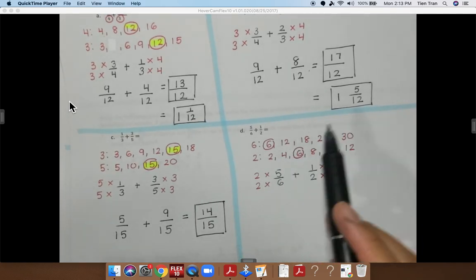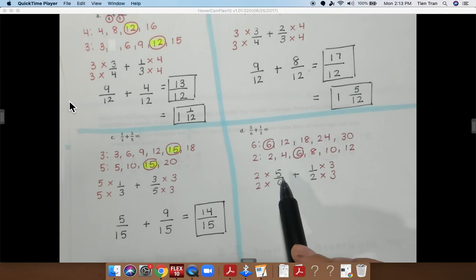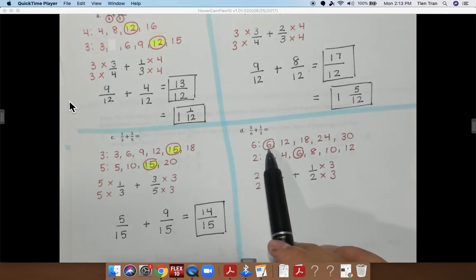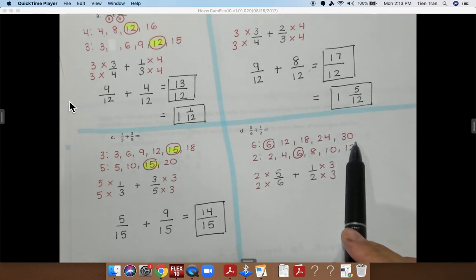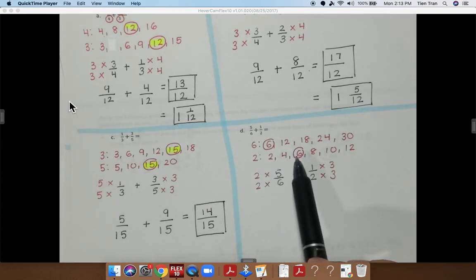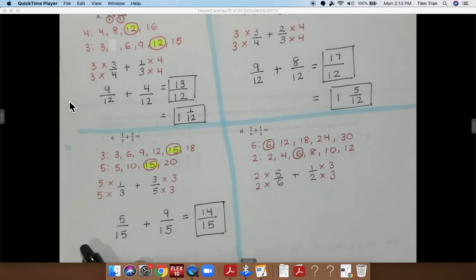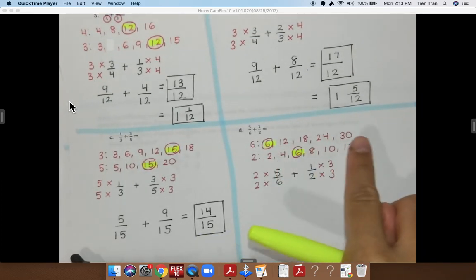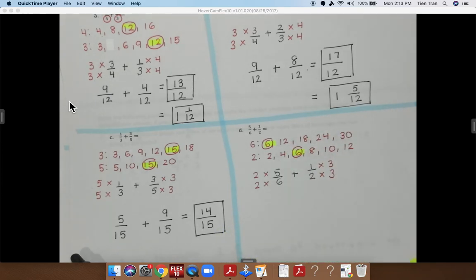Now for problem D, I have 5/6 plus 1/2. For 6, I'm making sure that I do my multiples. So I have 6, 12, 18, 24, 30. I'm skip counting. And for 2, I'm skip counting 2, 4, 6, 8, 10, 12. I notice that the lowest common denominator is 6. Notice there is a 12. They both have 12.